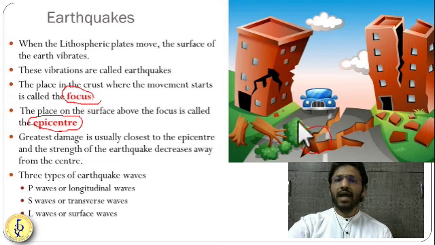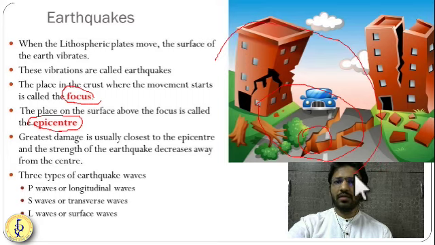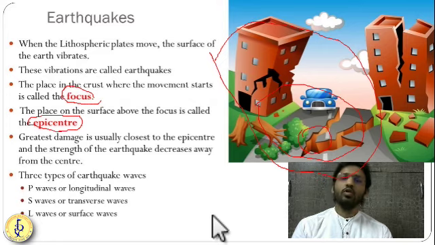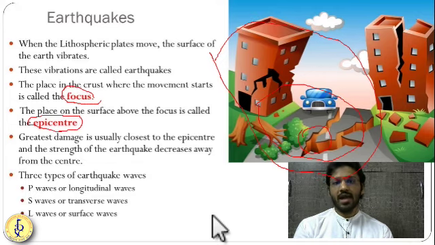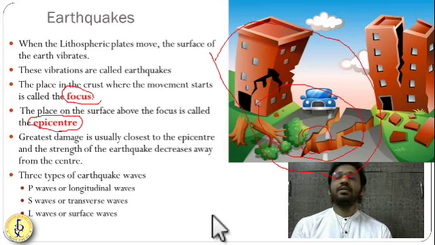So the maximum damage will happen around the epicenter. And as you go away from the epicenter, you have a very small amount of damage happening there. So closest to the epicenter you have maximum damage, and away from the epicenter you have less damage. Getting it? Okay.